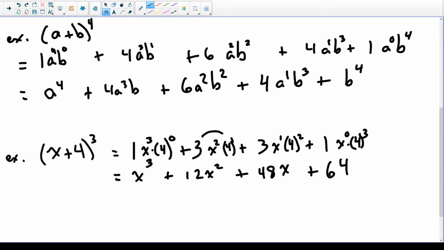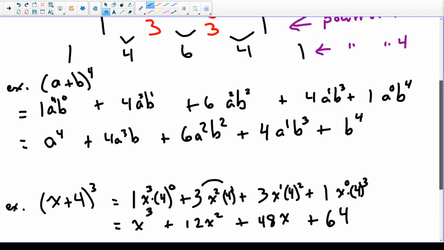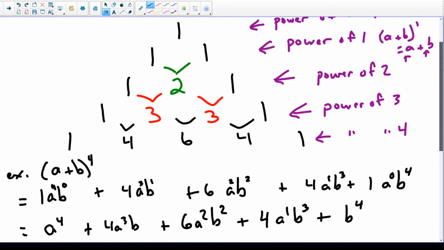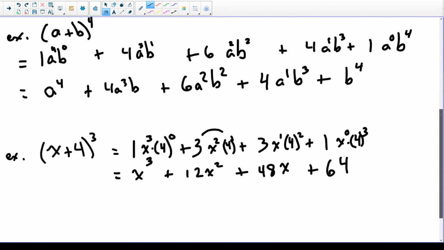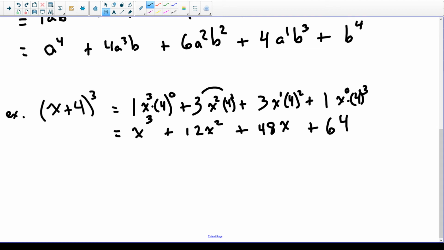Much faster than doing x plus 4 times x plus 4 times x plus 4 and actually expanding everything. Now, it does require you to have Pascal's triangle handy, though. And depending on how high that power is, that can take a little bit of time. But once it's done, you can always refer to it.